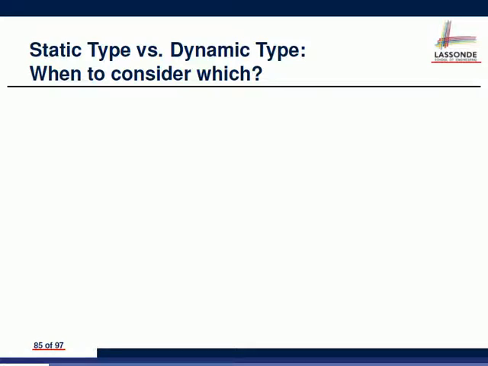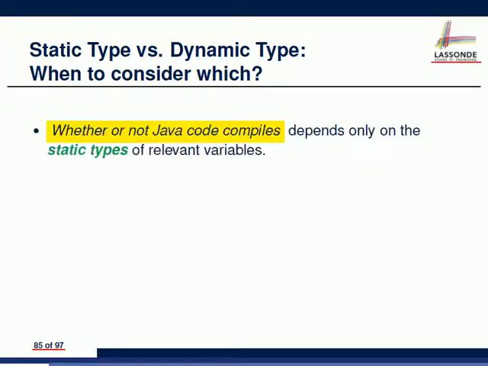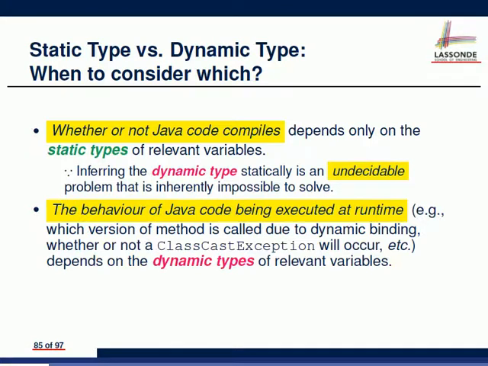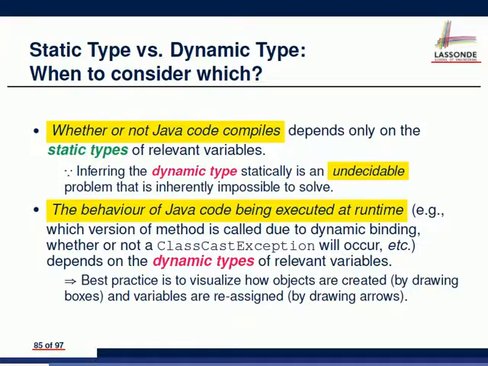Now, when to consider which? Let's summarize. Almost getting to the end. Again, if you only want to know if your Java code compiles or not, static type only. Don't even bother to think about dynamic type. And then, if you want to analyze the behavior of your Java code, you may have to consider dynamic type. For example, if I know that the class cast compiles, is there going to be some class cast exception at the runtime? I need to look at the dynamic type as well. You can also read the paragraph. I don't need to repeat.